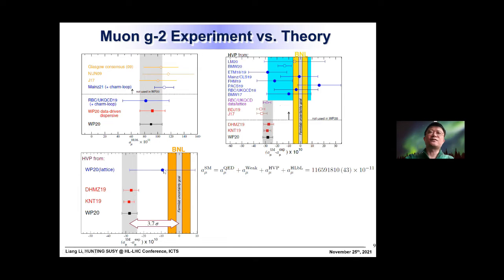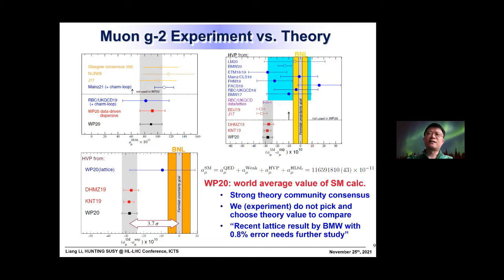But there's also a lattice QCD calculation, which actually covers both the standard model and the existing ones. But the lattice one has large uncertainty, so mostly we still focus on the standard traditional ones. There are new calculations, but the theory people are still checking and verifying them. So we still take this one as our world average value of the standard model. We do not pick which one to compare. We just take the consensus from the theory community.